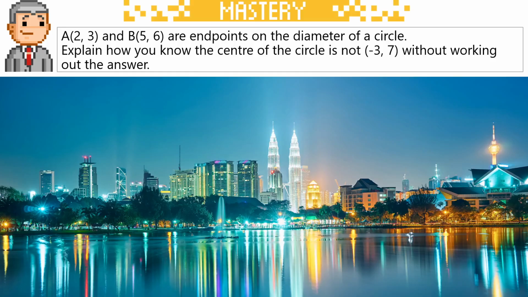And let's finish with this. A is at 2, 3, B is at 5, 6, and they're endpoints in the diameter of a circle. We need to explain how you know that the centre of the circle is not minus 3, 7 without working out the answer. If you think you know, let me know in the comments below.